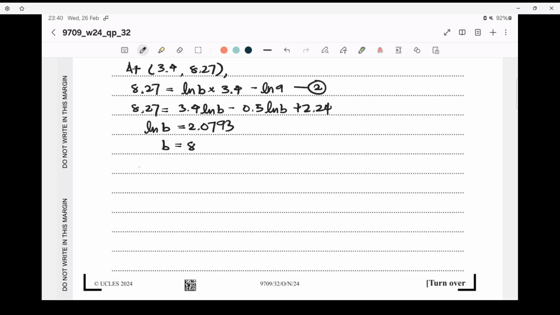Then you substitute back into one of the equations. So ln a, we know that this is equal to 0.5 ln 8 minus 2.24. So simplify everything, you find that a equals 0.3.